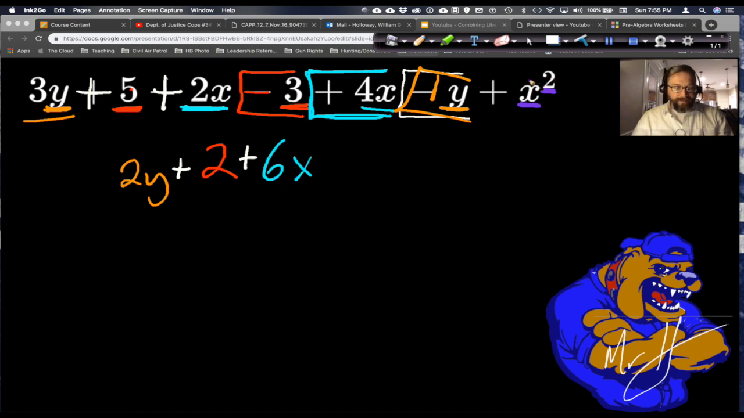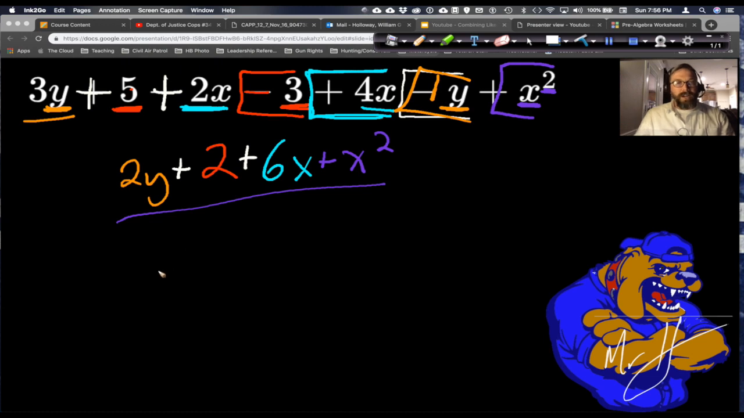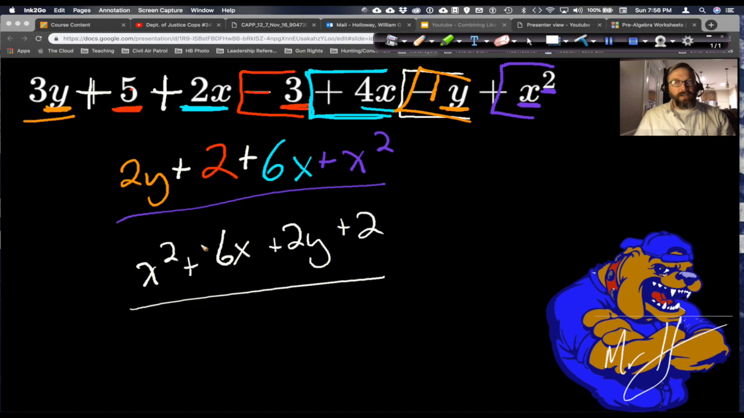And then my last lonely one out here is this x squared, and the symbol preceding that is an addition. So now I've got my simplified equation. For those of you who really truly want to get mathematical with it, we also go in alphabetical order. So it's going to be x squared plus 6x plus 2y plus 2. And we know we can do this because addition is commutative. Both answers are correct. In fact, you could put these terms in any order you want. You could wash them around in any way. And as long as everything was positives and additions, you're golden.